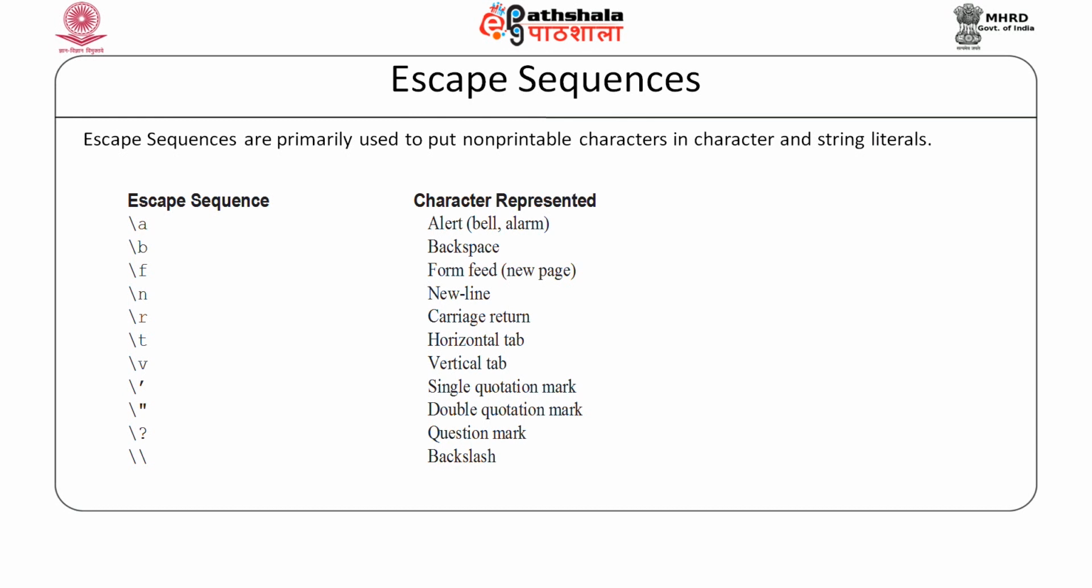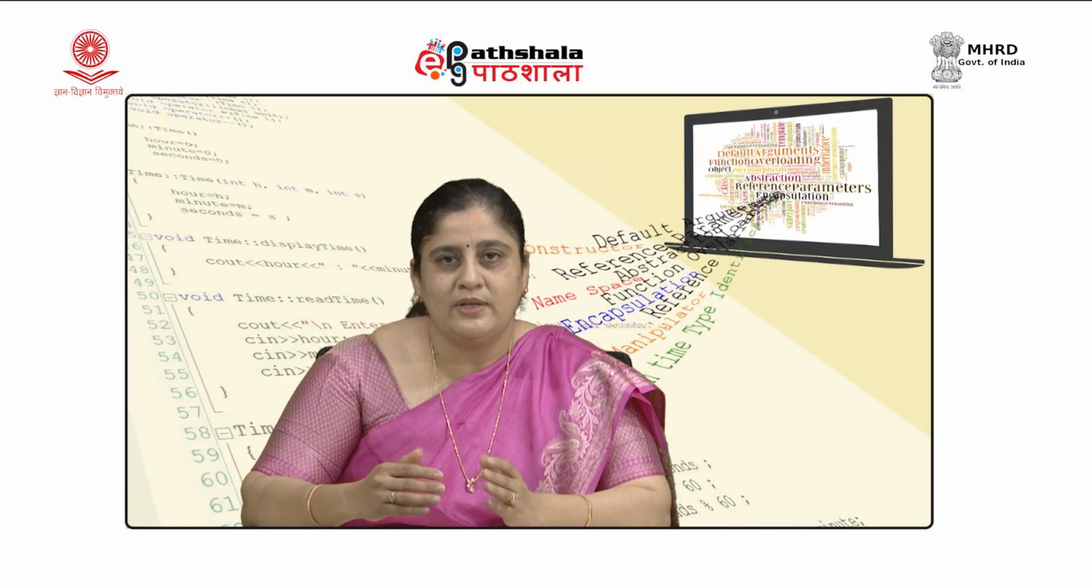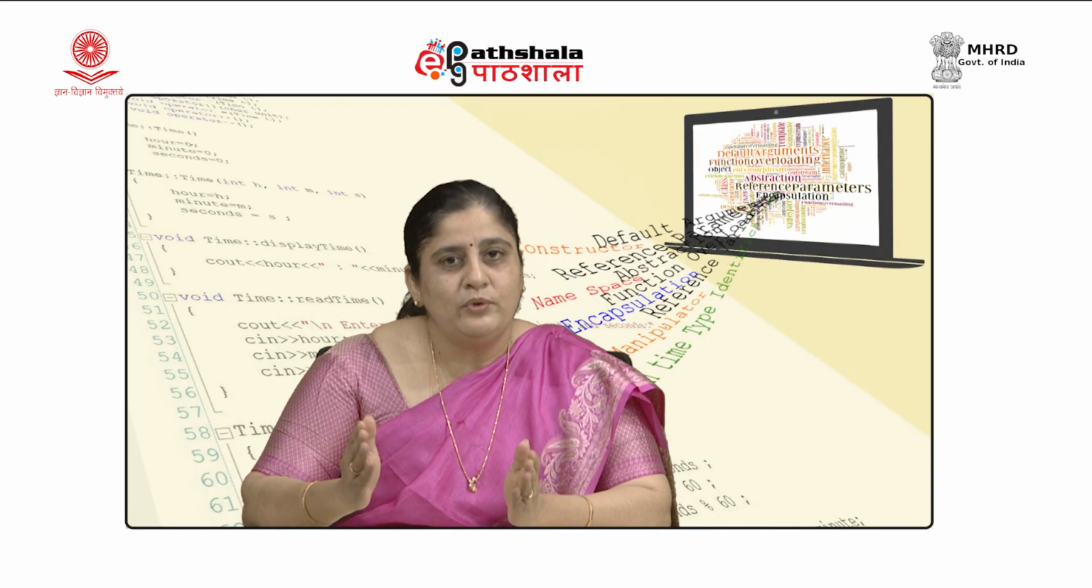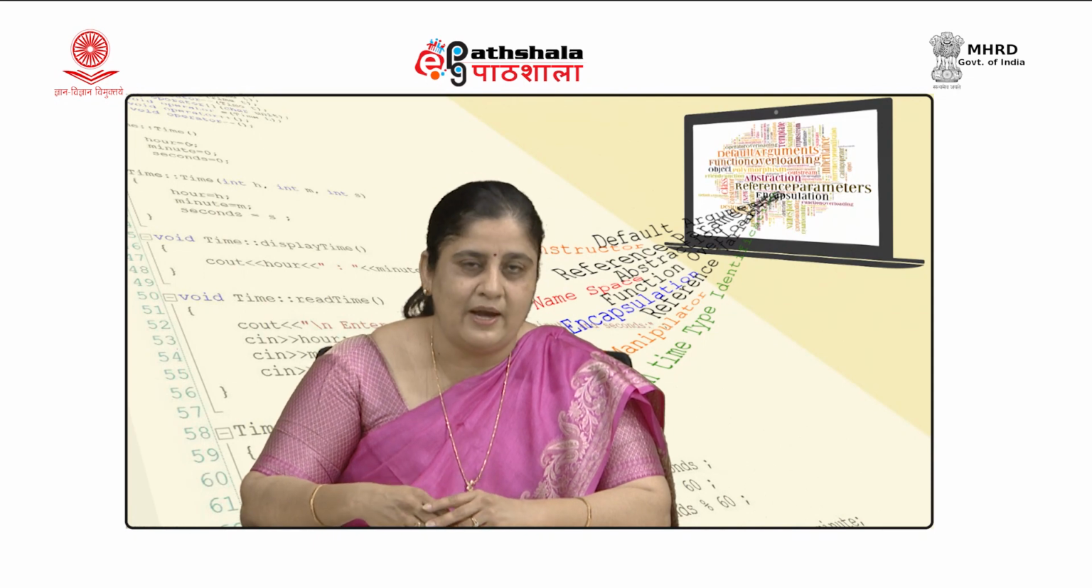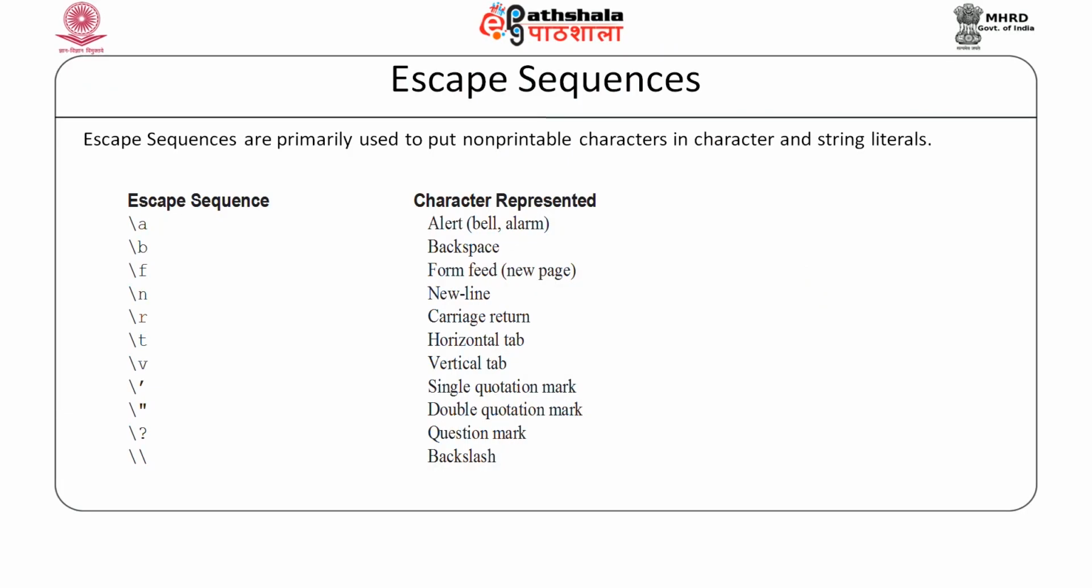Now, there are some non-printable characters that we normally want to use with the characters and the string. For example, when we are displaying a string, we may want a new line character to be inserted in between, so that at that point the output is being moved to the next line. So, the set of escape sequences that we can use in C++ are alert, backspace, form feed, new line, carriage return, all the usual escape sequences which we have been using in C.